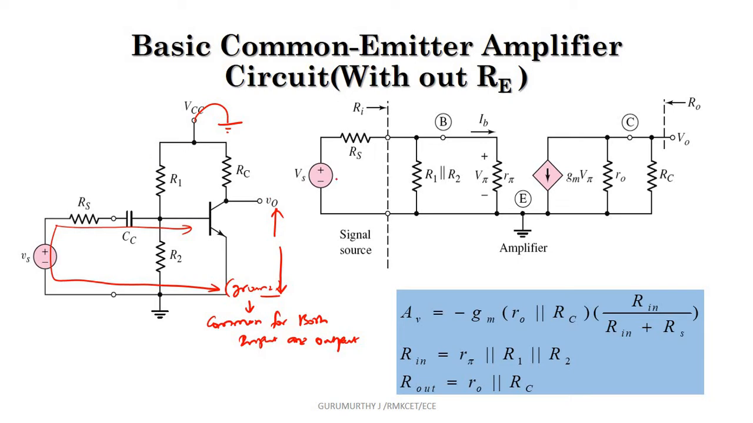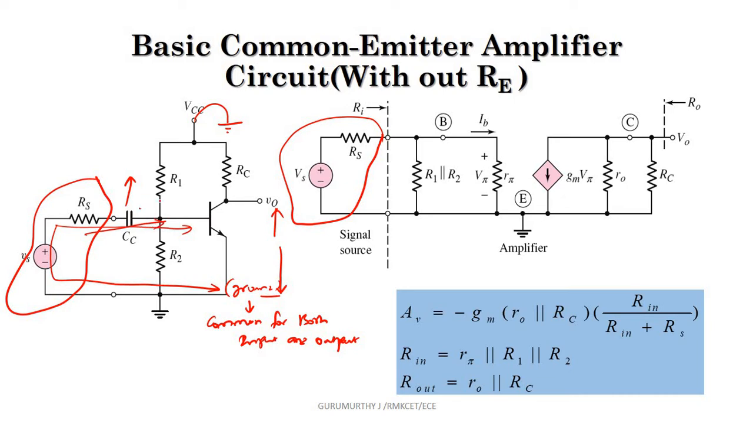So R1 and R2 appear to be in parallel, and this Vs and Rs is nothing but Thevenin's equivalent of the input source. This CC is considered to be a coupling capacitor, which allows only AC, it is going to couple AC, and it is not going to allow DC. So it is going to allow and couple AC and block DC. So the signal is given to the base of the transistor.